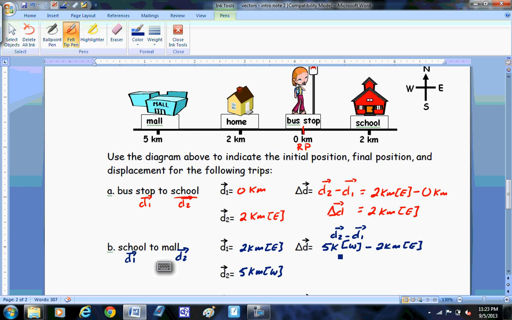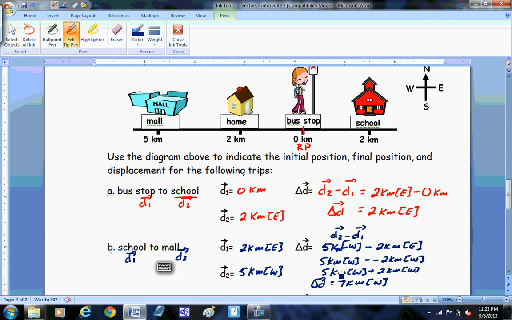So to do that, what we do, I'll keep this part the same. I'm going to make this west. So to do that, I put a negative in front. So I'm going to be subtracting negative west. And 2 negatives make a positive. So I'm going to have this: 5 kilometers west plus 2 kilometers west. You add them together, you end up with a total of 7 kilometers west. That's my change in position.